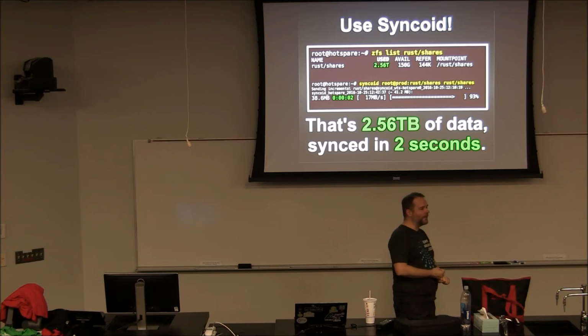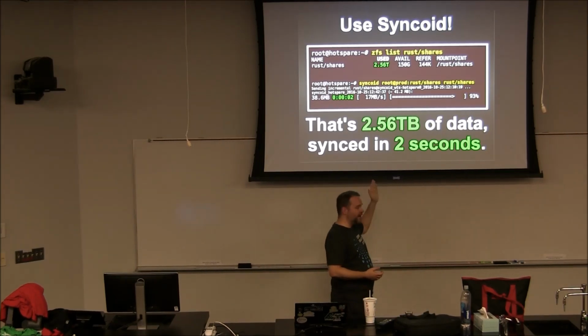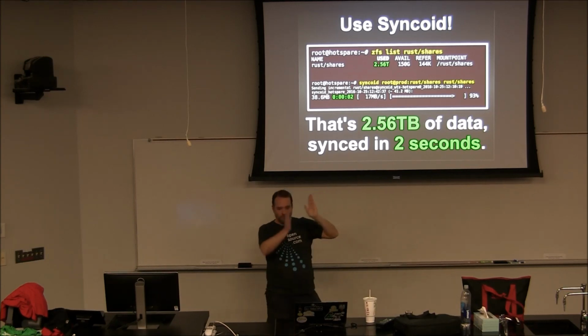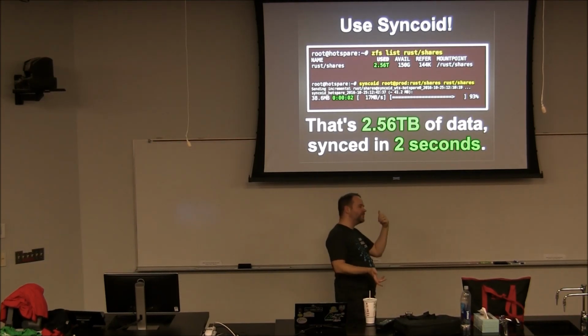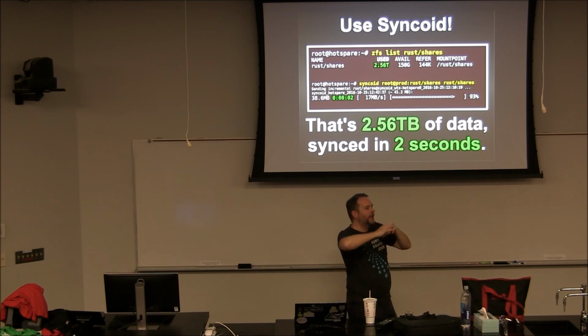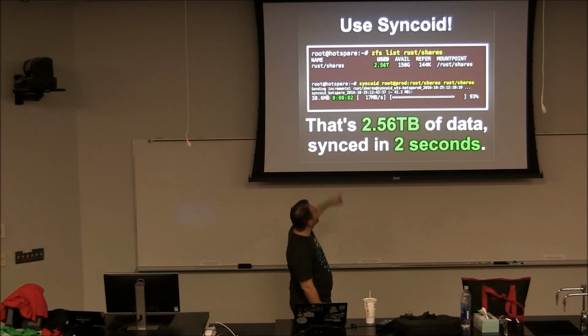It could be an initial replication where you're doing a full and you're saying ZFS send dataset snapshot to the remote location, or it could be an incremental where you're saying ZFS send from snapshot 1 to snapshot 2 and pipe that over there. Doesn't care. You don't have to worry about it. Syncoid will figure it out for you. Syncoid root at production, Rust shares to local Rust shares, and it just does it.